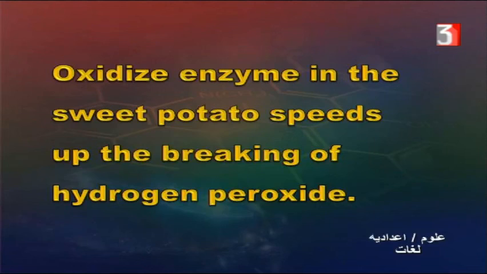The oxidized enzyme in the sweet potato speeds up the breaking of hydrogen peroxide. So if we put hydrogen peroxide in a test tube and add a piece of sweet potato, the decomposition of hydrogen peroxide will be increased, as with the catalyst manganese dioxide we mentioned.